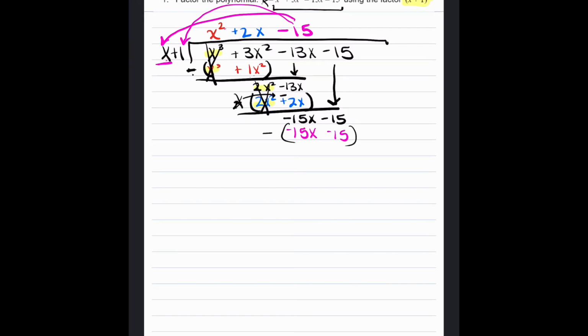When I put the double negatives here, this becomes positive, this is a double negative, this becomes positive. Negative 15x plus 15 cancels, negative 15 plus 15 cancels, and we're left with 0 as the remainder. So we do want to have 0 at the end. We should have this. If we do not get 0, something went wrong.